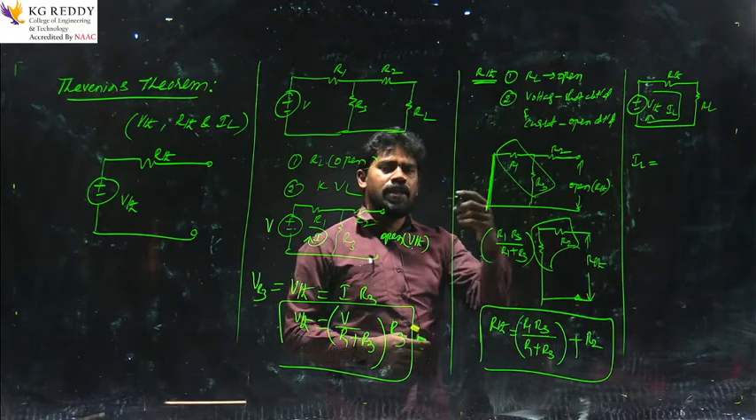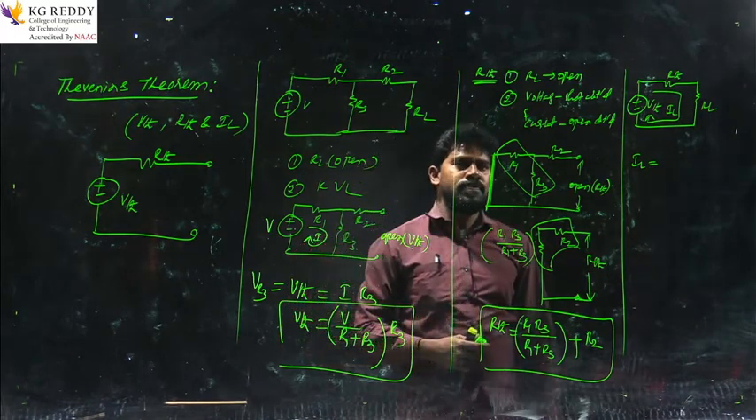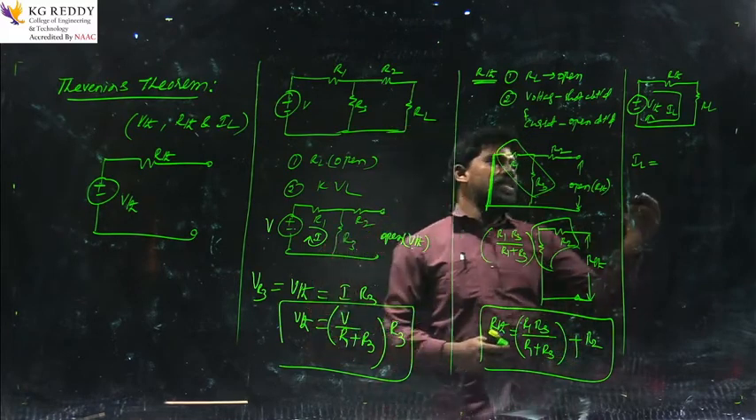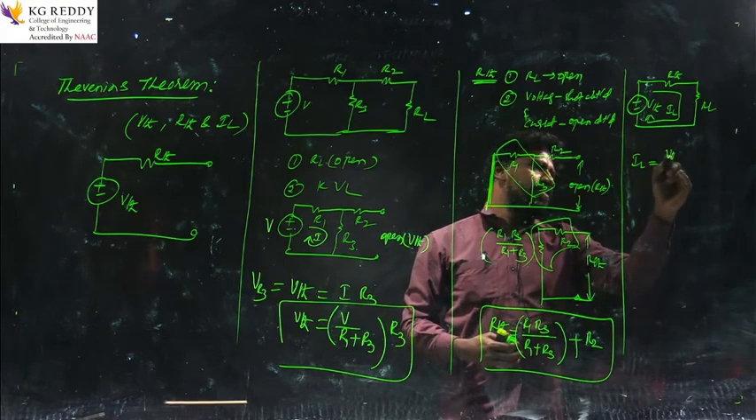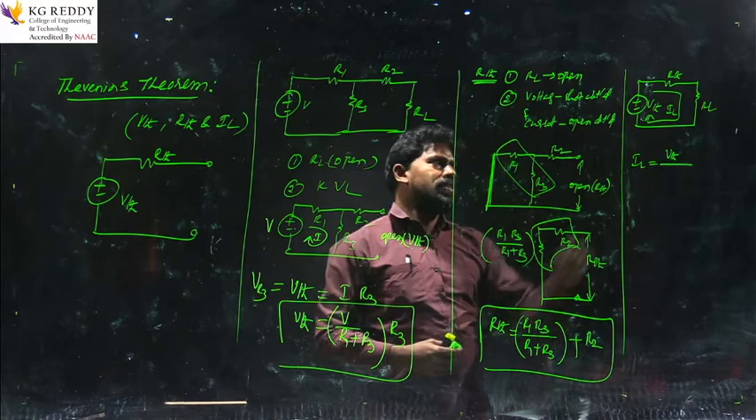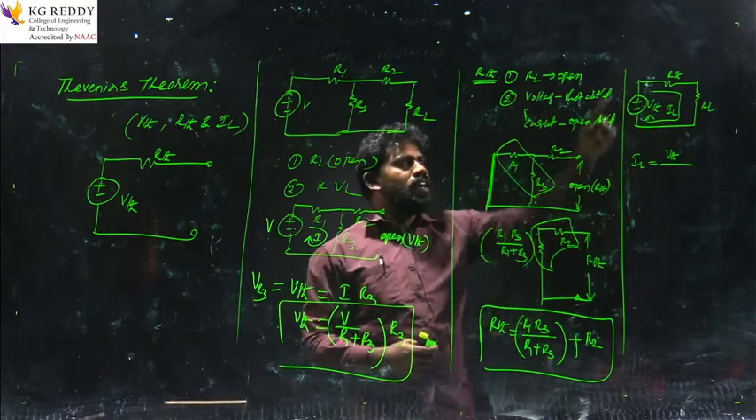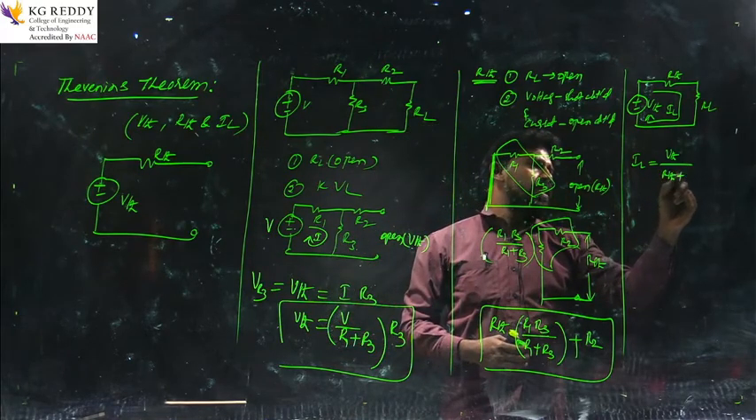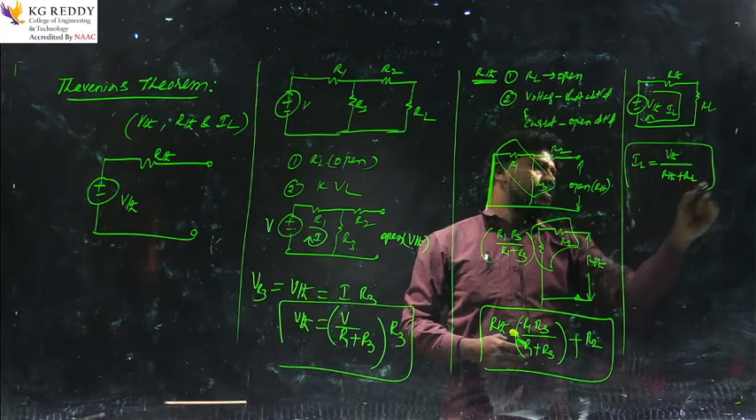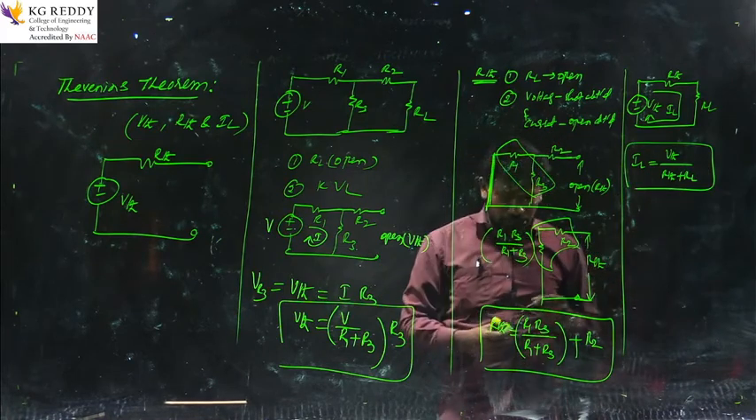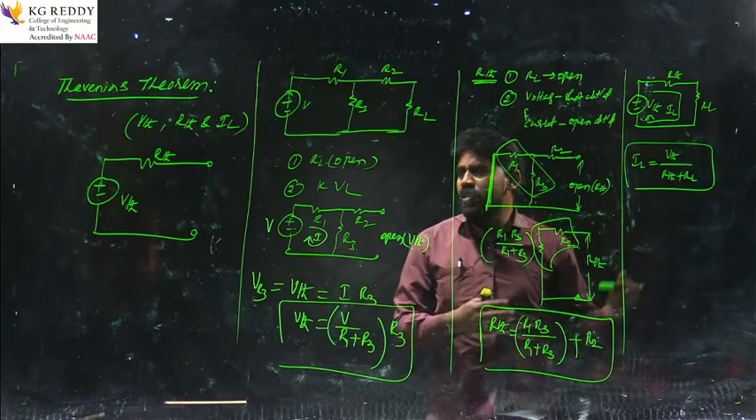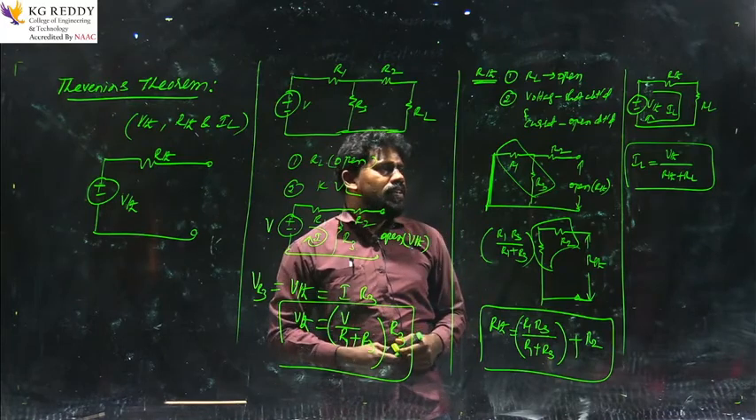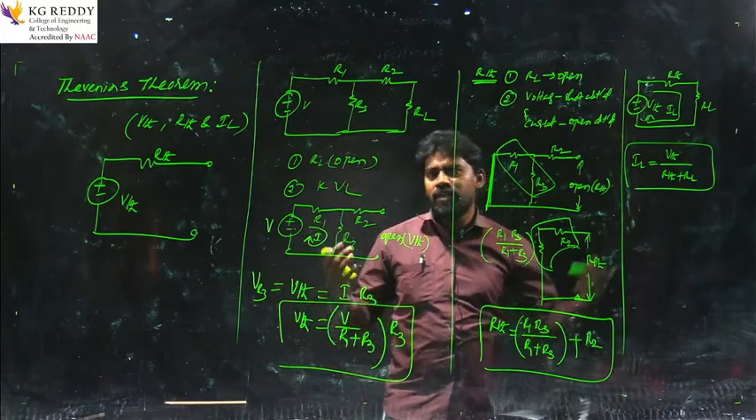What is the current? Yes, simple. According to Ohm's law, I is equal to V by R. Here V is VTH, and R is two resistances. What are the two resistances? RTH and RL, both in series. Then you will get RTH plus RL. So, this is the simple theorem, and this is the concept we discussed today. I hope you understood well. If you have any queries, you can ask me, otherwise I can end the session.